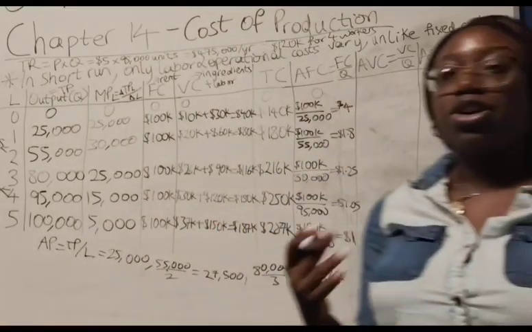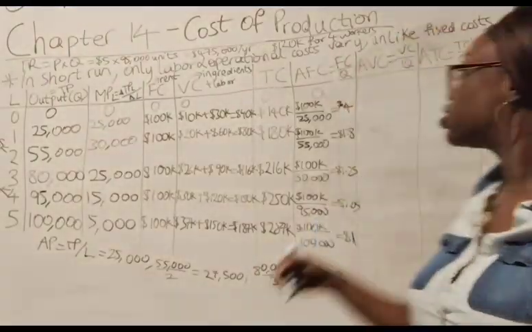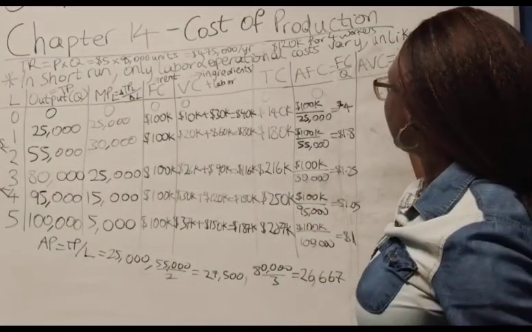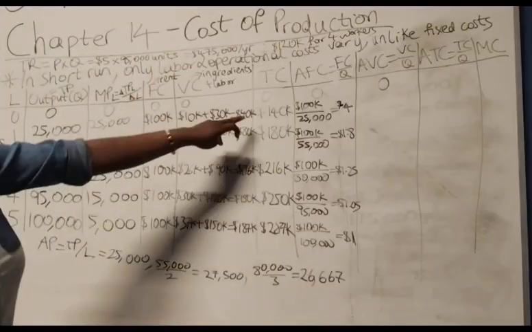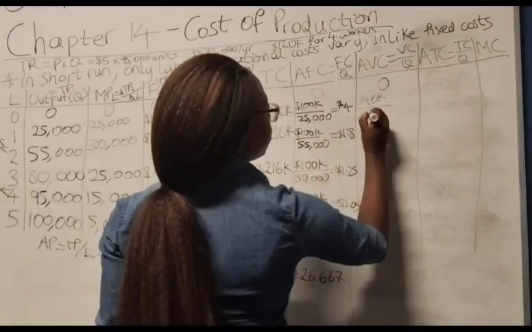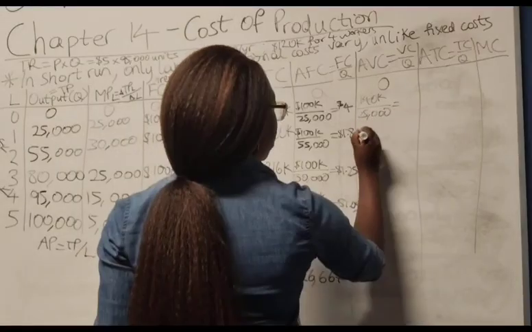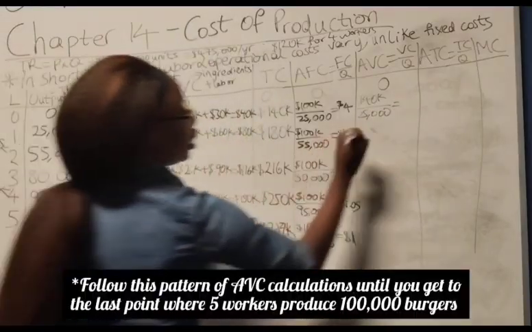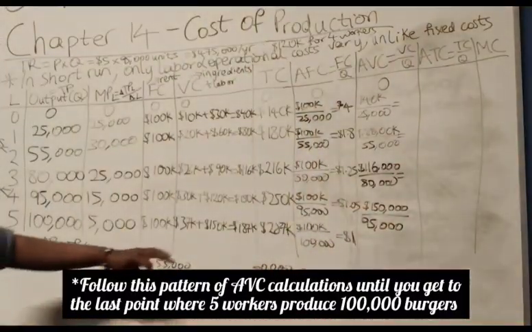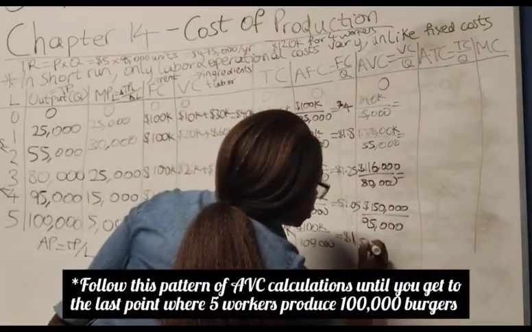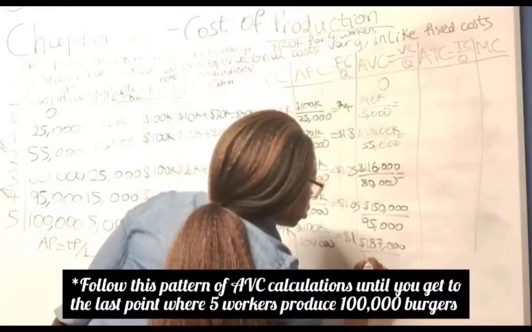How about average variable cost? How much is your variable cost on average per output? Variable cost divided by quantity. At 0 production is going to be $0. At 25,000 burgers, your variable cost here is 40K divided by 25,000 burgers. Then 80K divided by 55,000 burgers. That's going to give you something. And then the next one is going to be 187K variable costs divided by 100,000.